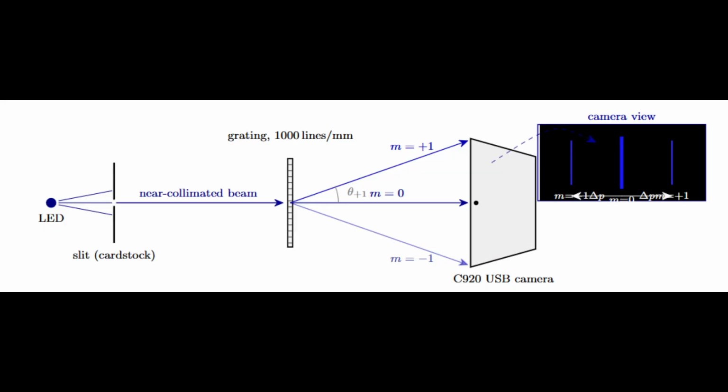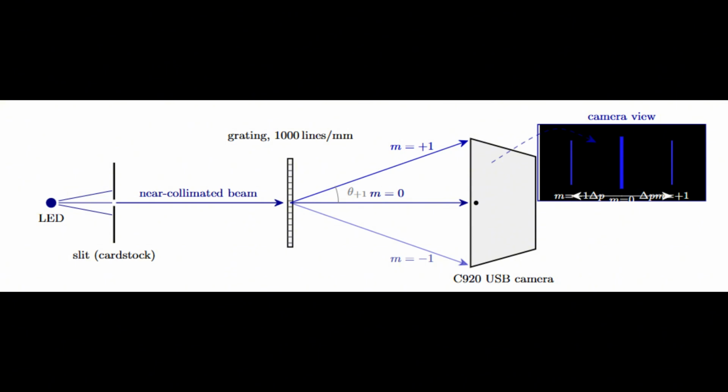The wavelength was measured using a diffraction grating and a camera sensor. Light passing through the grating produced diffraction spots, and the distance in pixels between the central spot and the diffraction order was measured in the camera image.